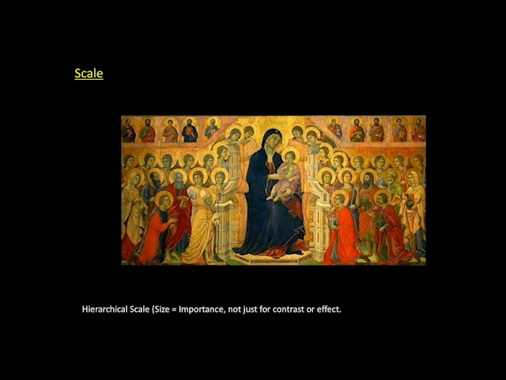The same thing here. Virgin Mary and child. This is the Byzantine era, early Christian 1300s, 1400s, 1200s. The people around Mary are not little proportioned people. It's just showing that she's more important and Christ is more important.